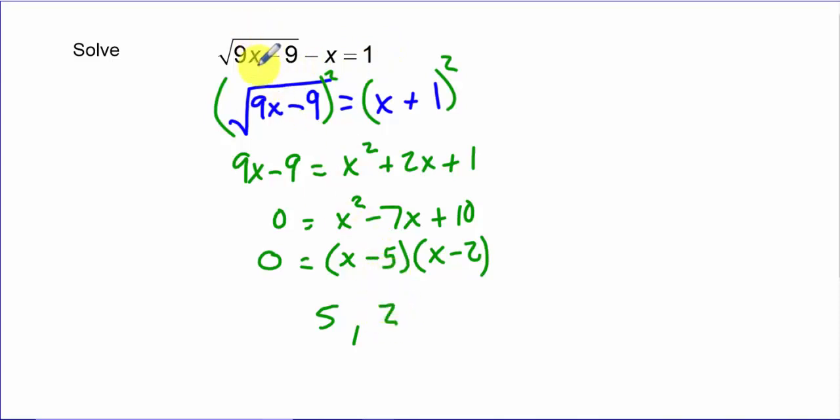Plug a 2 in. Get 18 minus 9, 16. So that's 4. Minus 2 is, let's do that again. 18 minus 9 is 9. Sorry, square root that's 3. Minus 2 is 1. So we're all good.